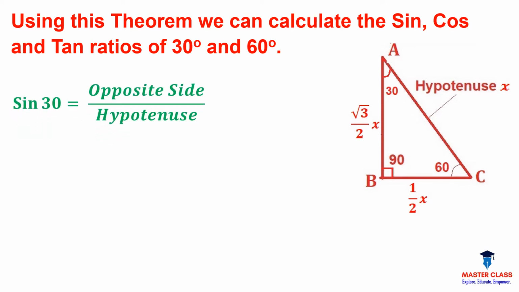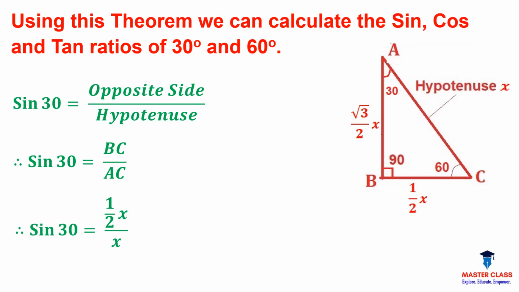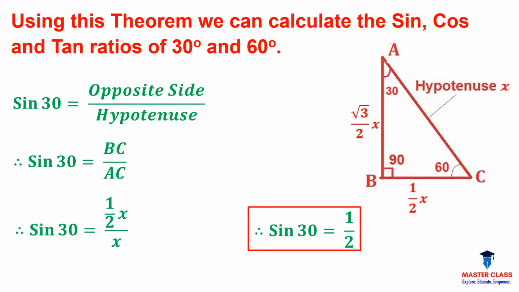So sine of 30 is equal to opposite side upon hypotenuse. And if we observe the figure, we will note that sine 30 is equal to BC upon AC. Sine 30 therefore is equal to half of x divided by x. Or in other words, sine 30 is equal to 1 upon 2.